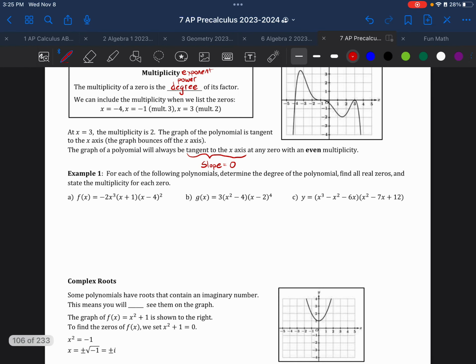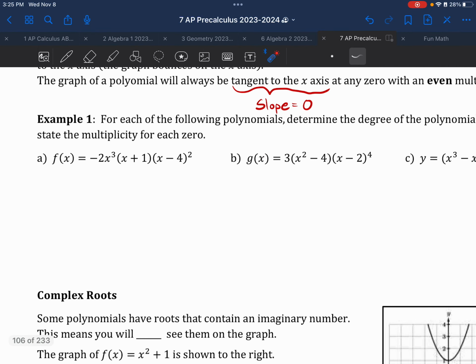In example 1, for each of the following polynomials, determine the degree of the polynomial. That's step 1. Find all zeros as step 2, and then state the multiplicity of each zero. Let's try writing it like they do up here. If we assume that the multiplicity is 1, we can just write multiplicity of 1. It's super important for each of these functions to make sure that they are completely factored. A is completely factored, but B and C can be factored even more.